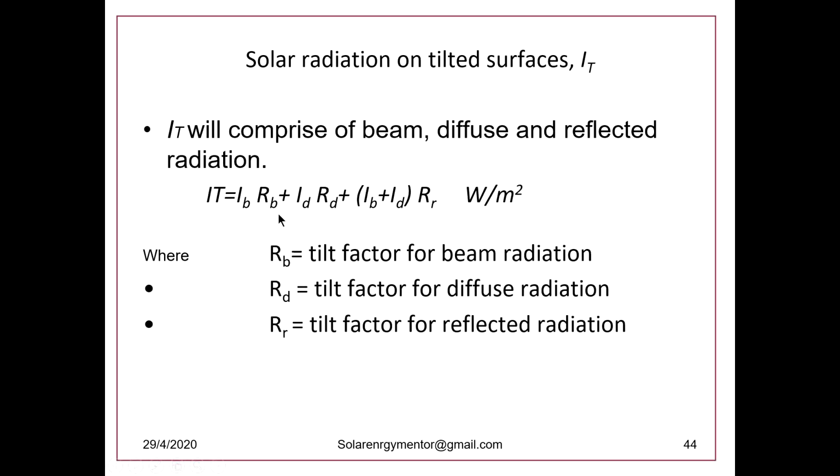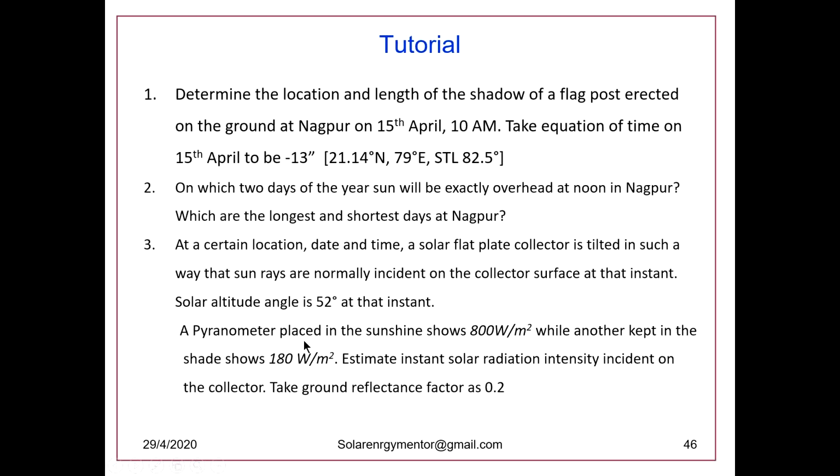Now what are the expressions? The IB, ID and IB plus ID, these are the instantaneous values of solar radiation intensity. So instantaneous beam radiation intensity on horizontal surface, instantaneous diffuse radiation intensity and instantaneous global radiation intensity, because the unit we are getting by this calculation is watt per meter square. Now what are the expressions for RB, RD and RR? We can see here.